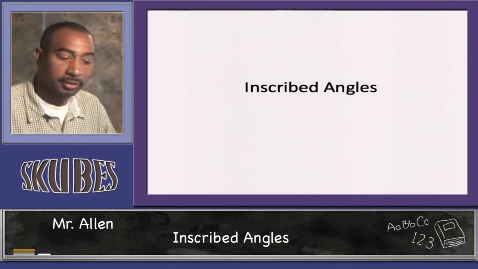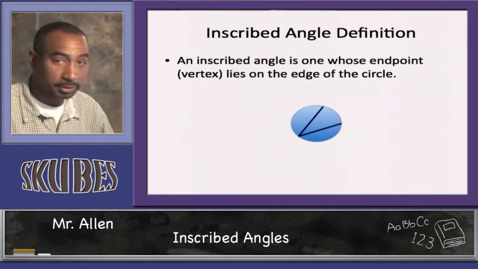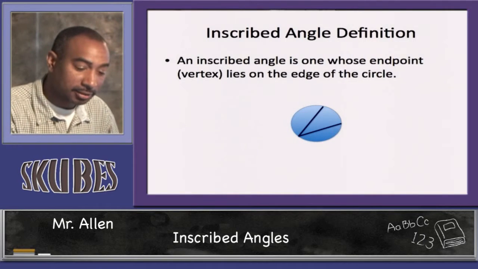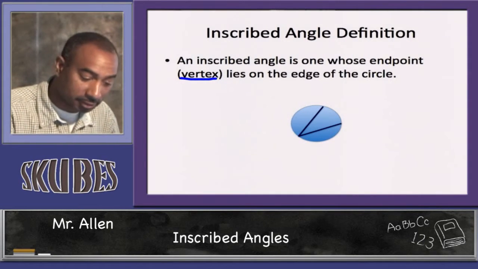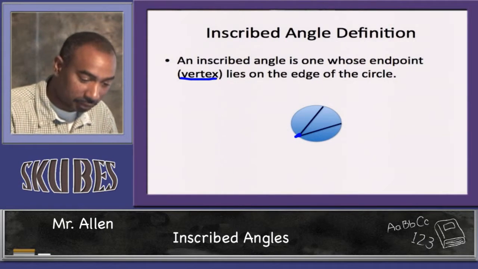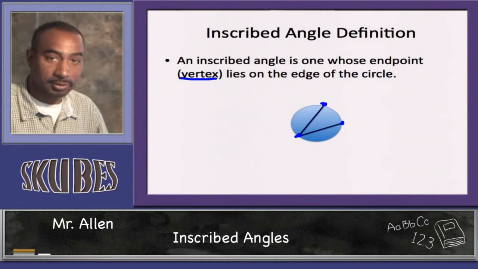Today's lesson will be on inscribed angles. Let's start with the definition. An inscribed angle is one whose endpoint, the vertex, lies on the edge of the circle. So in this case, we have the vertex on the edge of the circle. But every point on that angle must be on the edge of the circle.